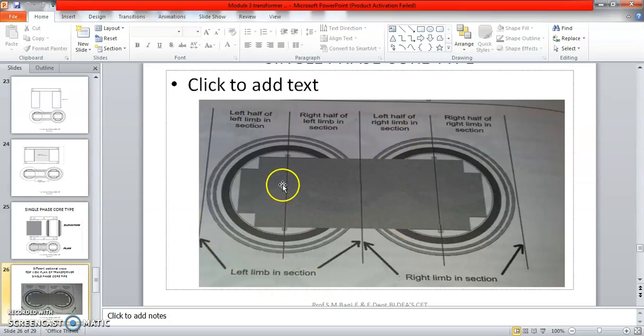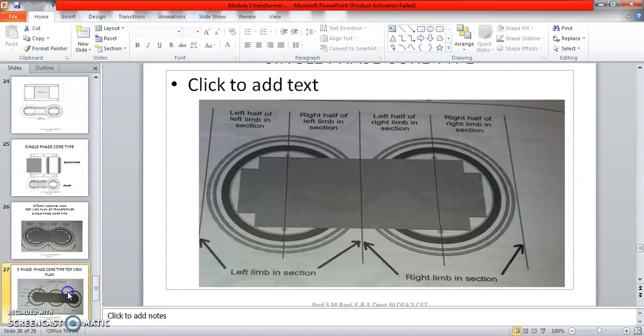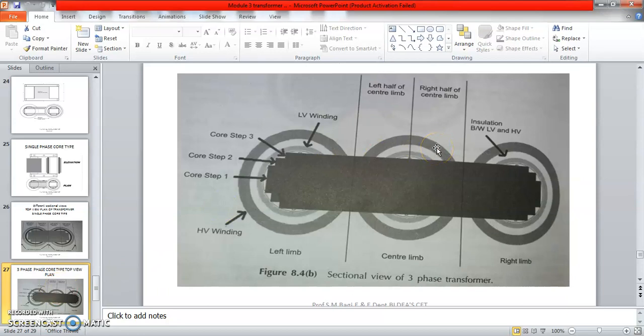Out of this left limb, this is left, this is right. Therefore this is the right half of the left limb, this is the left half of the left limb. Whatever half section they may specify in the problem, you have to analyze. This is the right limb, this is the left limb, again 2 halves each. Getting?